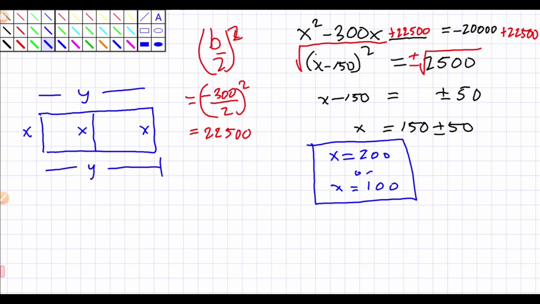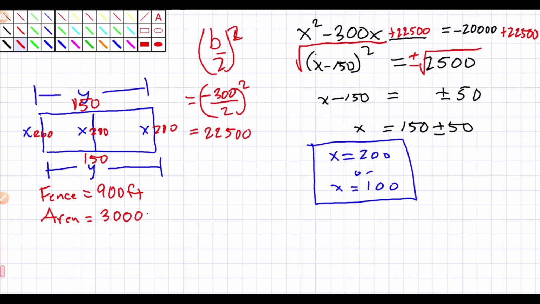And remember, it was a total of 900 feet of fencing. So if this is 200, and that's 200, and that's 200, that's 600. How much are we left with? We're left with 300. That means this side must be 150, and this side must be 150. So for fencing, we have 900 feet, and our area of our region here should be, what's 200 times 150? 30,000.